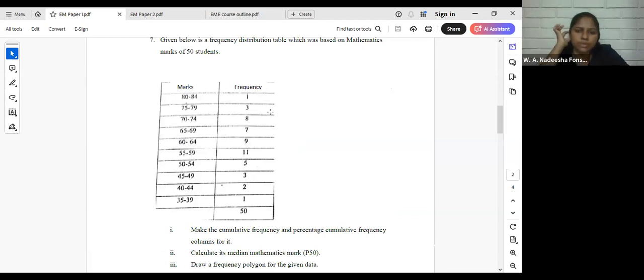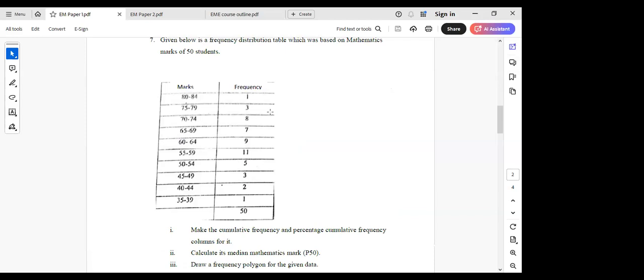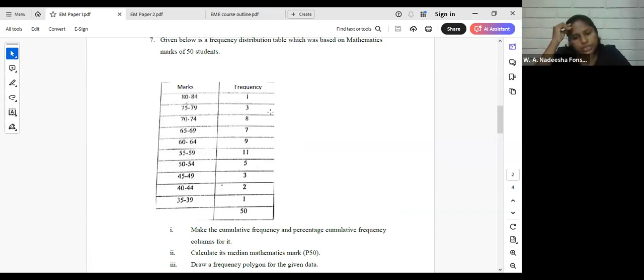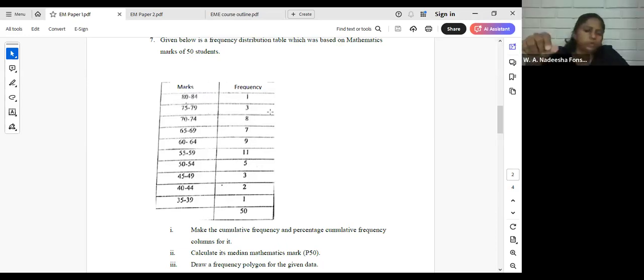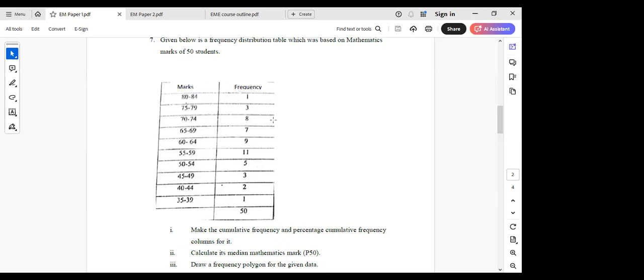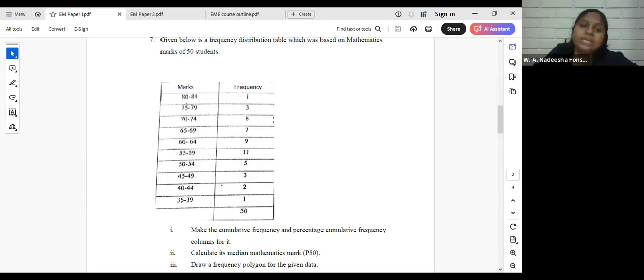Given below is a frequency distribution table which was based on mathematics marks of 50 students. Make the cumulative frequency and percentage cumulative frequency columns for it. You can do it, no? Yes, frequency, then cumulative frequency. Then what is the next column? Cumulative frequency. Percentage. Yes, percentage of frequency.